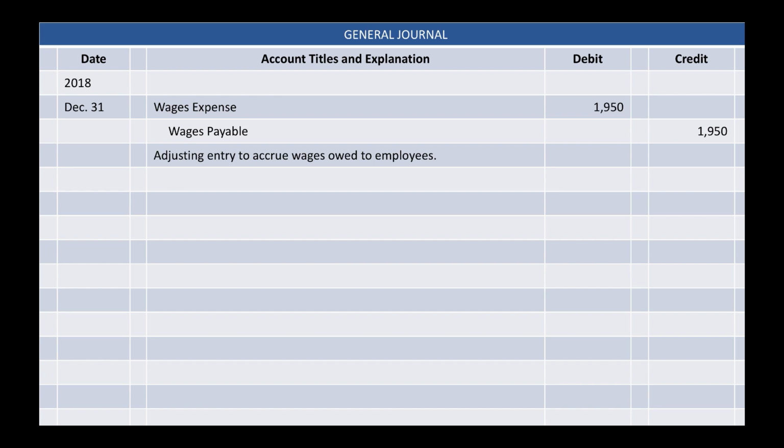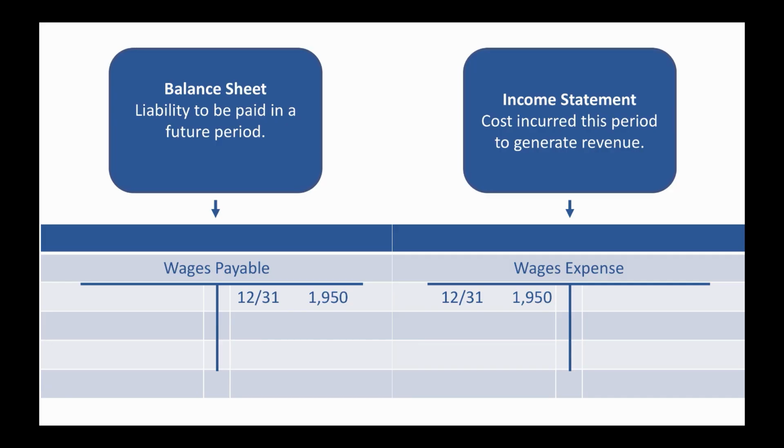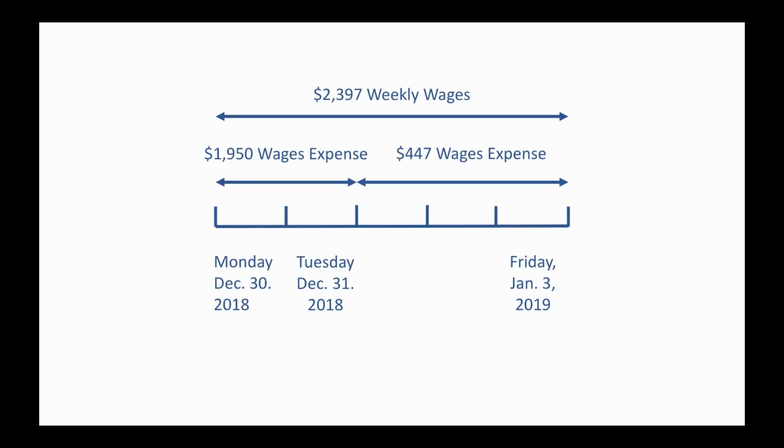The wages earned by employees during December will be recorded in the proper period. Initially, an expense and a liability are recorded. The balance in the wages payable liability account is $1,950 and will appear on the balance sheet of Overnight at December 31st. The wages expense account will be increased by $1,950, and this amount will be included on December's income statement. Employees earned an additional $447 on Wednesday through Friday, January 1st through 3rd.